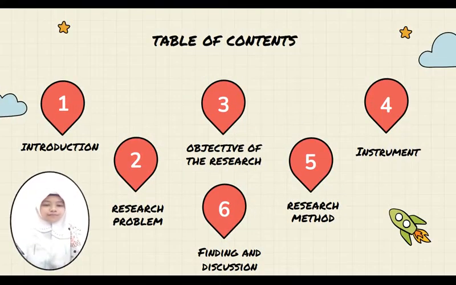Okay, let's move to the table of content. In my research, there are 6 points. The first one is the introduction. Second one is research problem. The third, objective of the research. The fourth one is the instrument. The fifth one is the research method. And the last one is the finding and discussion.